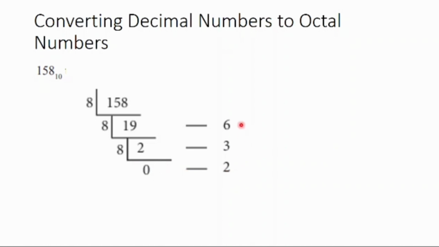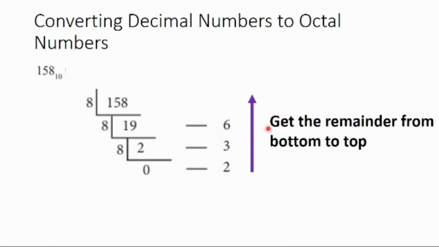Now take the remainder from bottom to top, and then you can write the final answer. 158 base 10 is equal to 236 base 8. You got this by taking the remainder from bottom to top.